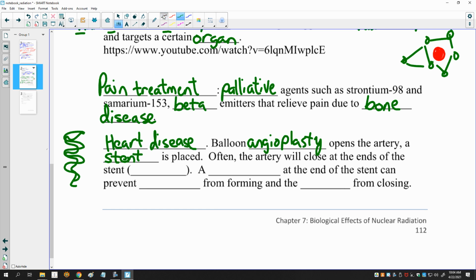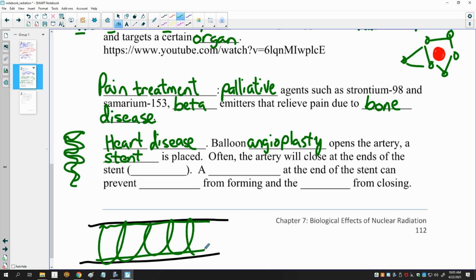However, often if you have an artery, so you have your artery and then you place your stent along the inside of the artery, and it's like this mesh that goes through the artery and holds it open. Often what you'll get is that you'll get plaque buildup on the ends of the stent, and they'll eventually just fill up the whole thing so that you have the same problem that you did before. That is called stenosis.